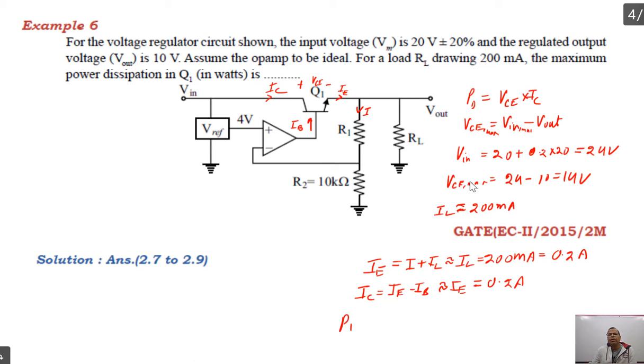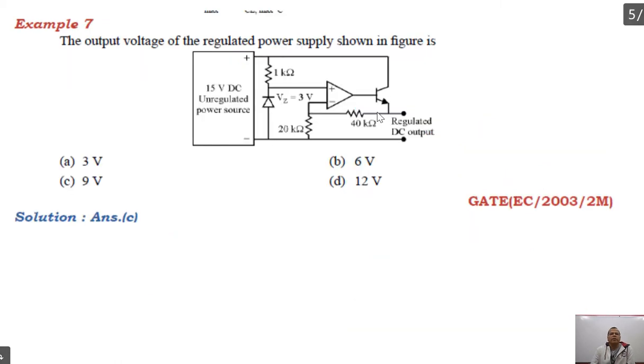Then what will be the power dissipation? The maximum power dissipation will be VCE max into IC. VCE max is 14 volt, and IC is 0.2, so that gives you 2.8 watt. So 2.8 is between 2.7 and 2.9. Let us see the next example based on series voltage regulator with op-amp.